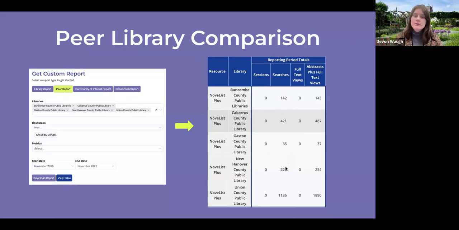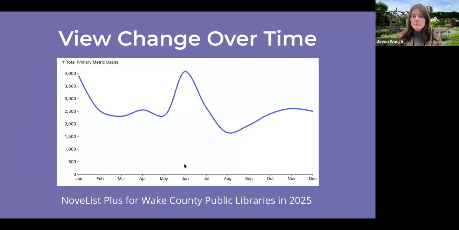And I'm able to see that Union County Public Library has higher use of Novelist compared to Buncombe County Public Libraries and some other peers that are automatically added. So that's one way that you can take that peer comparison feature and quickly use it to figure out how your library is mapping on to similar libraries and where you might have high usage, where others don't, and vice versa. The graphing feature is great because then you can view change over time.